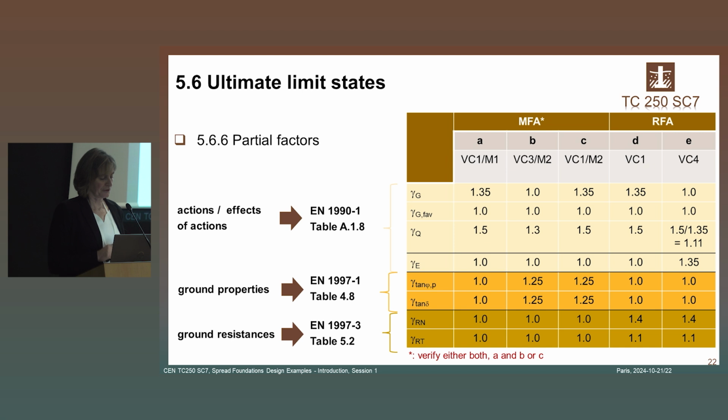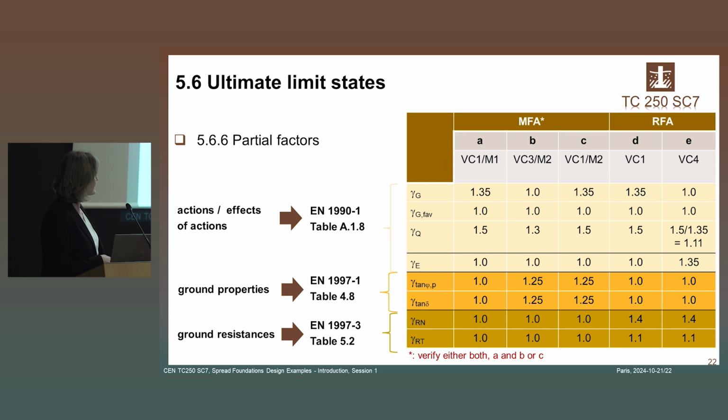Now, in the end, for the ULS, have a short look again at the partial factors, and I'll summarize them here in this table, just to show that you have to work with the different codes. Again, the actions and effects of actions are defined with the verification cases in EN 1990, and this provides you with the different partial factors depending on the different verification cases. Then for the ground properties, the partial factors are defined in part 1 of EN 1997. These are these two lines here.